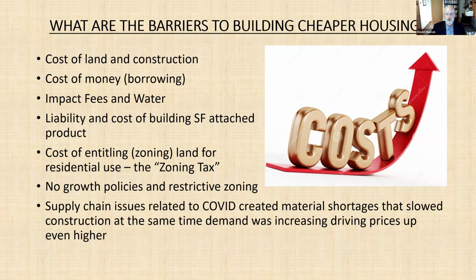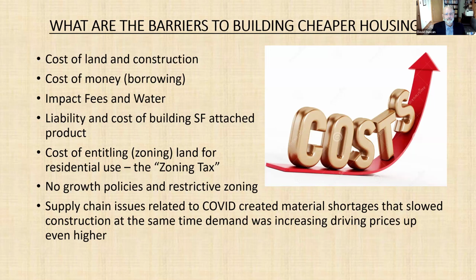The cost of the raw water just to serve one single family unit can be $40,000 to $45,000 in those jurisdictions, slightly less here in the Denver metro area. Liability and cost of building single family attached product, that's a whole other subject, the missing middle that we have here. I believe that's been talked about already in other webinars. The cost of entitling or zoning the land for residential use can sometimes be referred to as the zoning tax. There's a cost attached to that. No growth policies and restrictive zonings are huge barriers to getting additional housing put up.